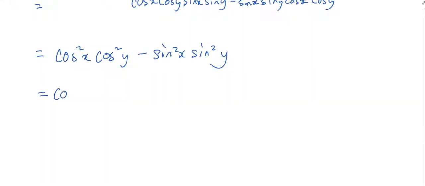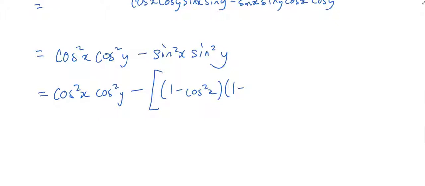What does that look like? Cos squared x, cos squared y minus... So sine squared x turns into 1 minus cos squared x, and sine squared y turns into 1 minus cos squared y. And some people go, that didn't help. This is even more complicated. Well, sometimes that's what happens, and you just got to keep going.